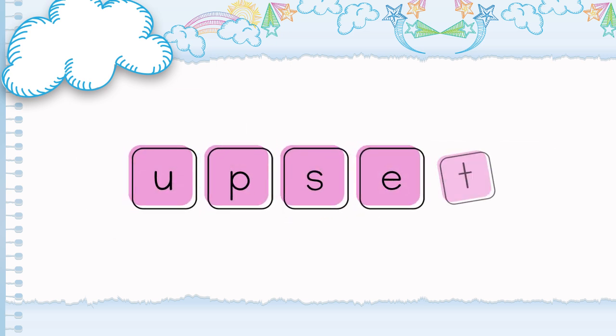Now it is your turn to divide a word into syllables. Get ready with your whiteboard and marker. Look at the word upset. Write the word on your whiteboard. Mark the vowels with a V. Mark the consonants with a C.